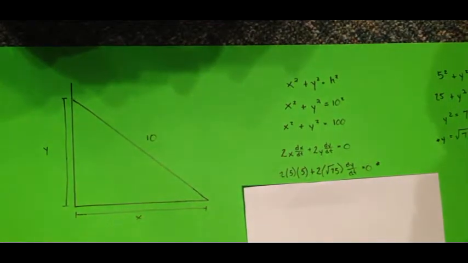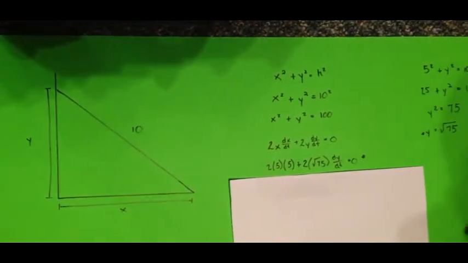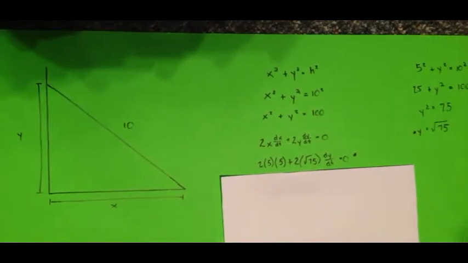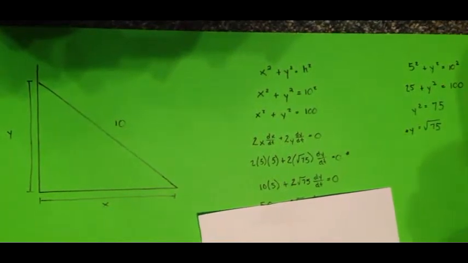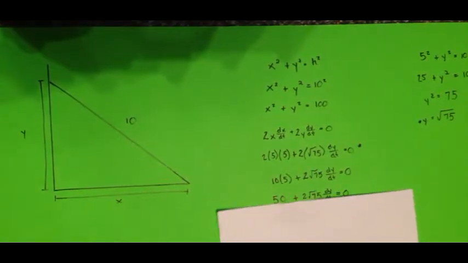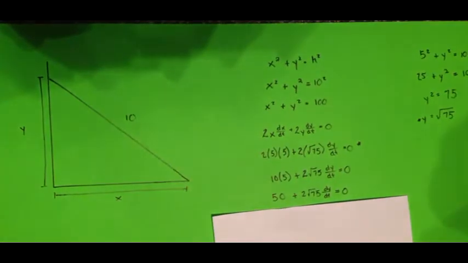Okay, so now we're going to start plugging in information to help us solve this problem. First you plug in 5 feet for x, then you plug in 5 for the dx over dt, and then it's plus 2. Then you plug in the root 75 that we just found for y. Multiply that times dy over dt equals 0. Now you start combining terms, so you get 10 times 5 plus 2 root 75 dy over dt equals 0. And then you get 50 plus 2 root 75 dy over dt.